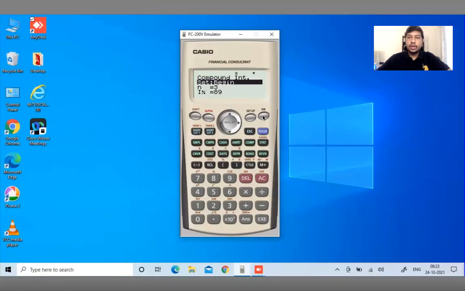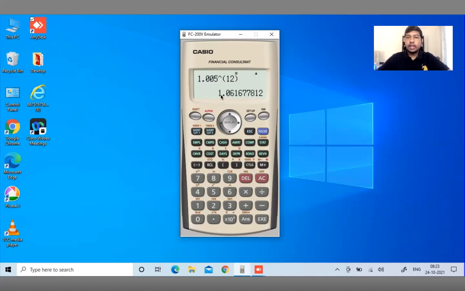Simply press this on button. You'll go to the main screen of the calculator. Type 1.005. Press shift. Press 6. You will get a raised to sign. Type 12. Close the bracket and press execute.